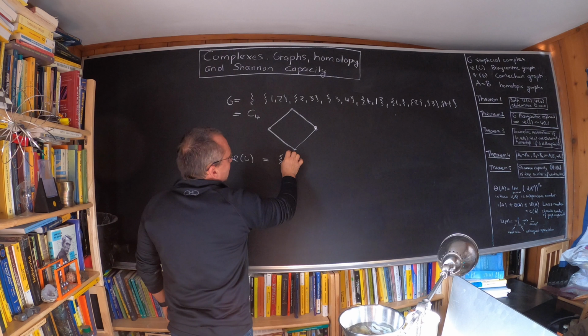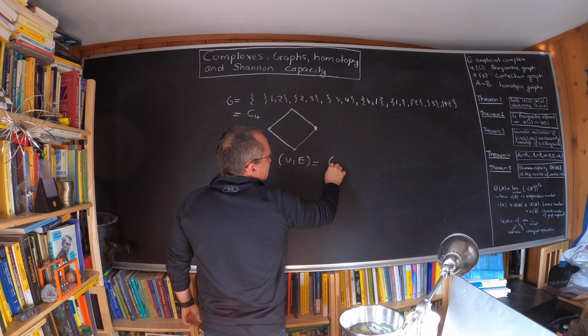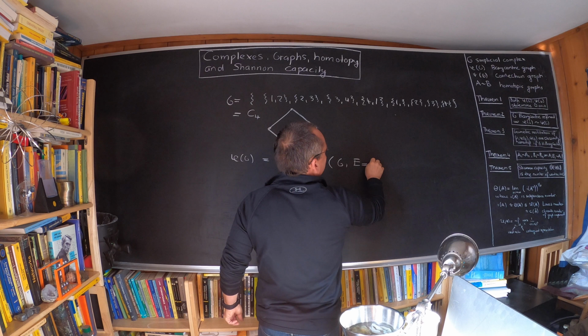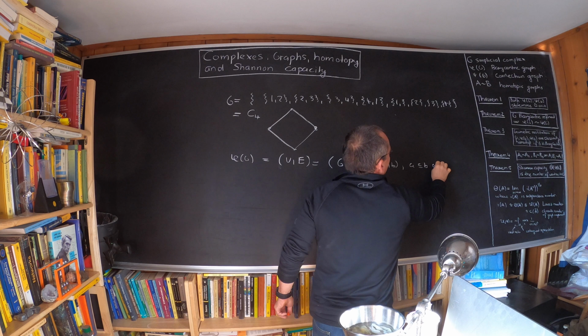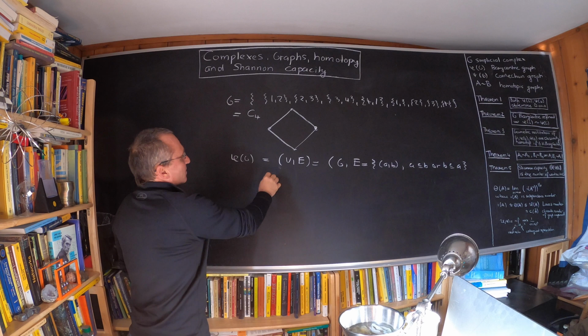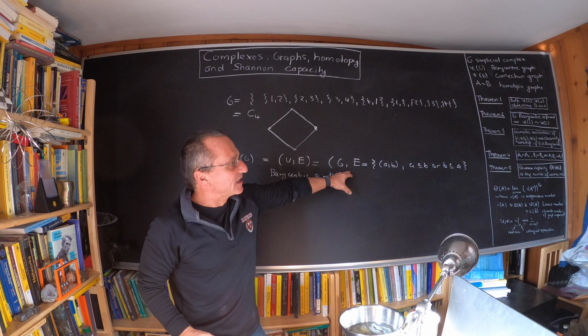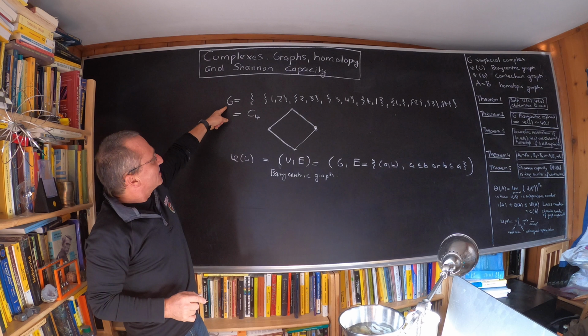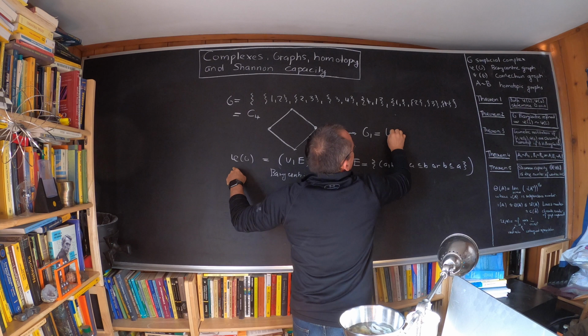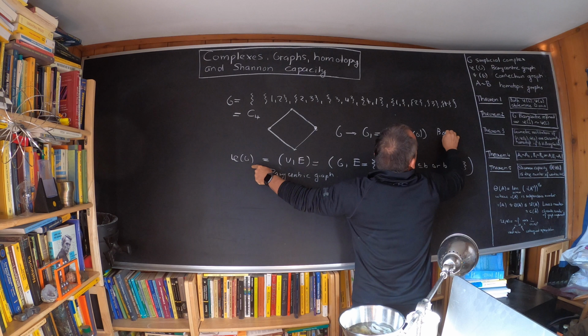So what we take is, this is V, all those vertices and edges. The vertices are just the sets, and as edges, we take all pairs A and B such that A is a subset of B or B is a subset of A. So this is the barycentric graph. The clique complex, or Whitney complex, of this graph is again a simplicial complex, and the map which maps G to G1, where G1 is the Whitney complex of phi of G, is the barycentric refinement.